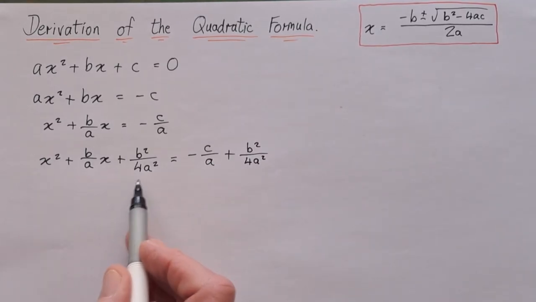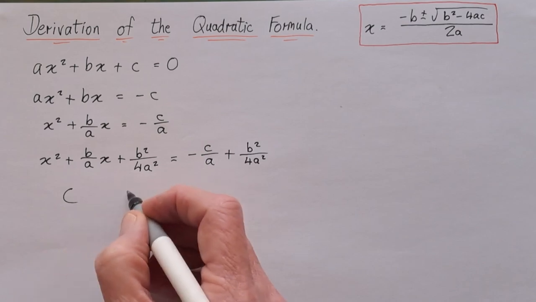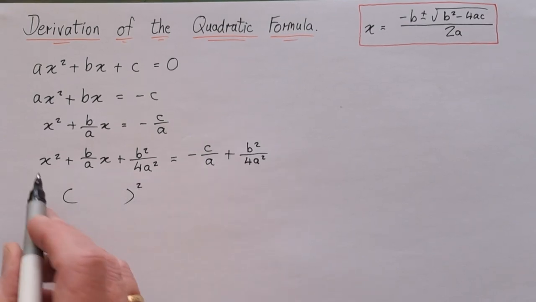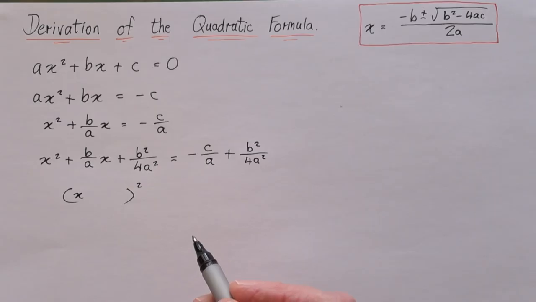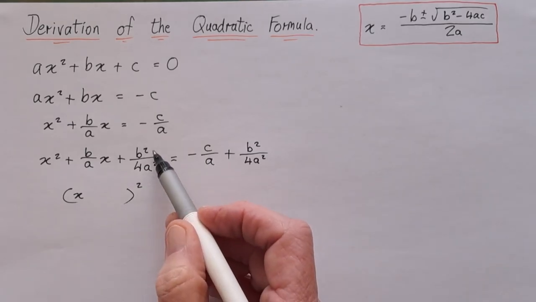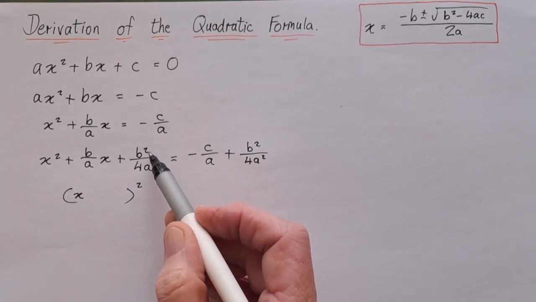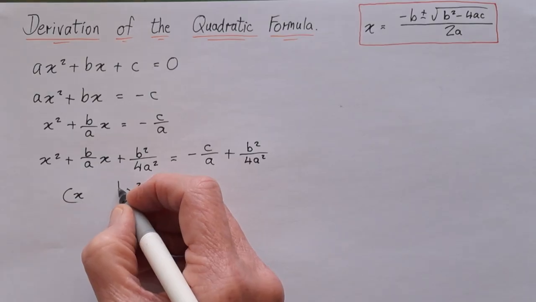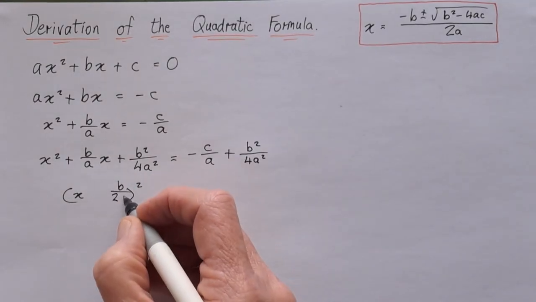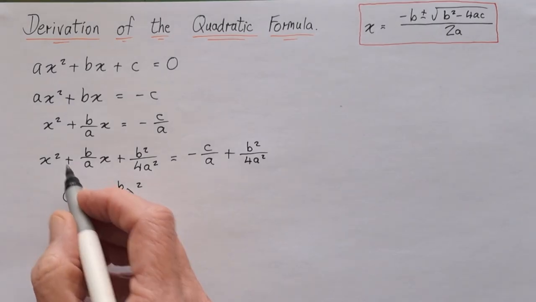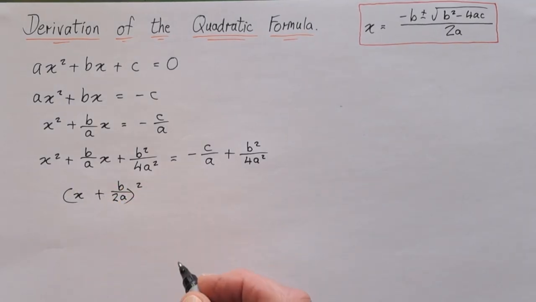Right, so this is now ready to be written as a bracket squared. So I square root that term, and I square root that term, which means that I'm square rooting the top and square rooting the bottom. The square root of b squared is simply b. Square root of 4 is 2. Square root of a squared is a. And it will take that sign.